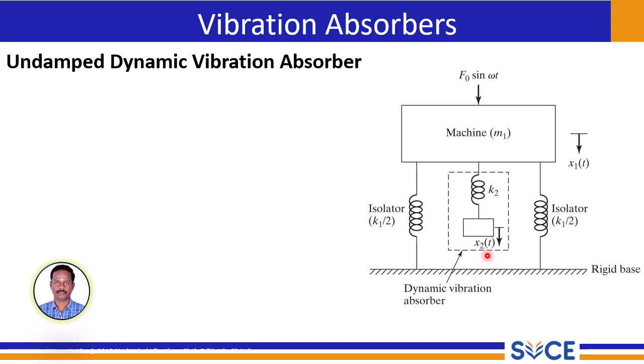Importantly, the force exerted by the absorber spring K2 on the main mass M1 will be out of phase with the external excitation force. This out of phase force significantly counteracts the excitation, resulting in a significant reduction in the amplitude of vibration of the main machine at the specific frequencies.